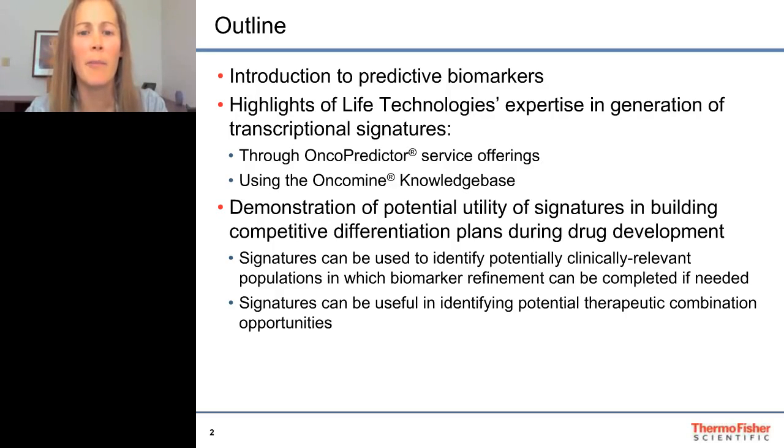So the second half of my talk, I'm going to focus on our expertise in generating signatures now using the Oncomine knowledge base. And of course, I'm going to describe the Oncomine knowledge base for you in more detail, but just briefly, it is the compendium of the world's genomic data that we have been collecting and curating for the last 8 years. It contains over 70,000 clinical samples and also contains preclinical samples, including cell line as well as xenografts.